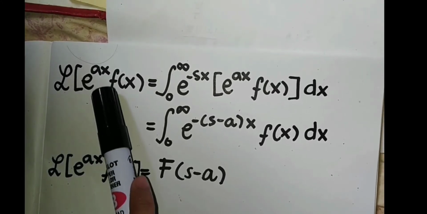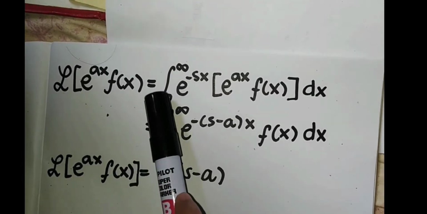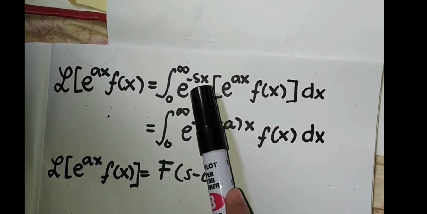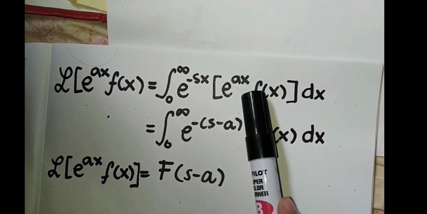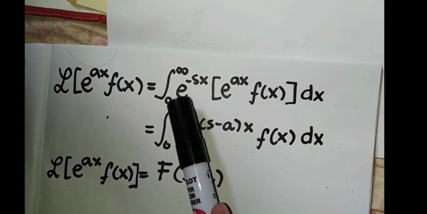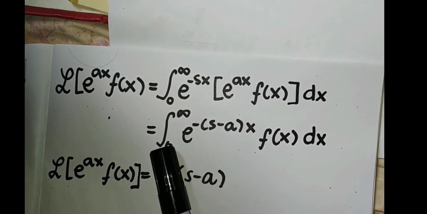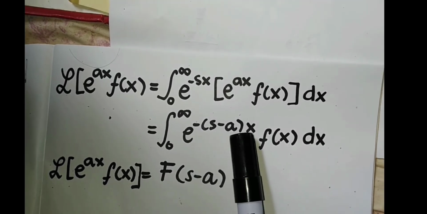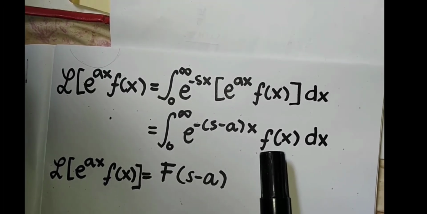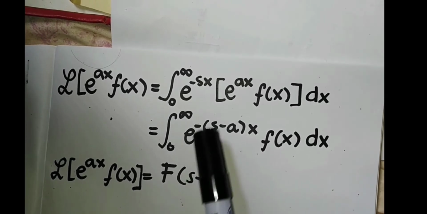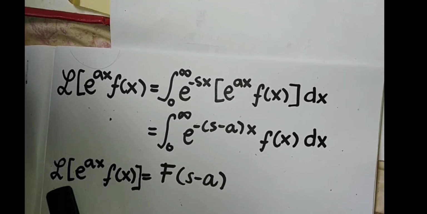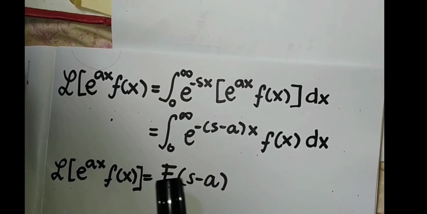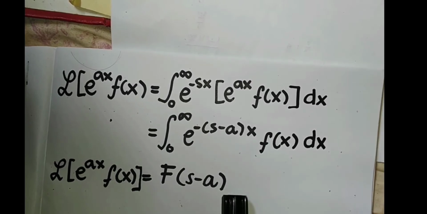So the Laplace transform of e raised to ax f of x is equal to the integral of e raised to negative sx times e raised to ax f of x dx from 0 to infinity, which is equal to the integral of e raised to negative s minus a times x f of x dx from 0 to infinity. So the Laplace transform of e raised to ax f of x is equal to F of s minus a.